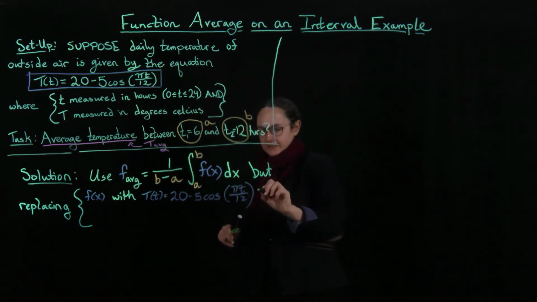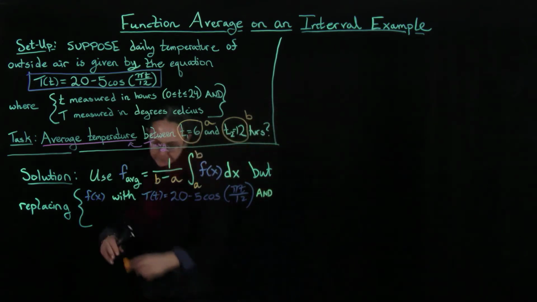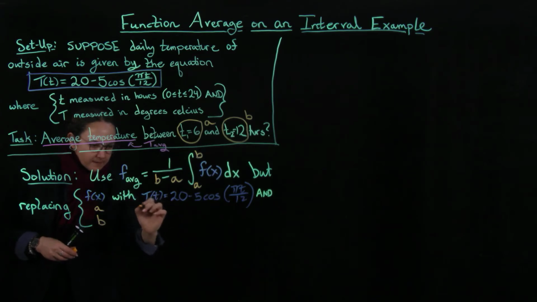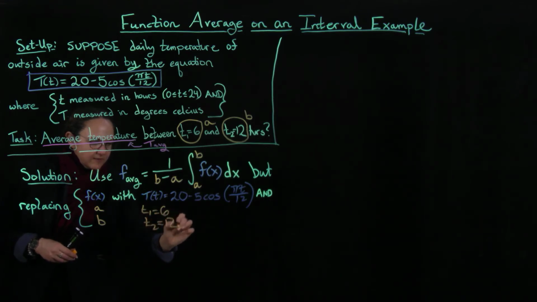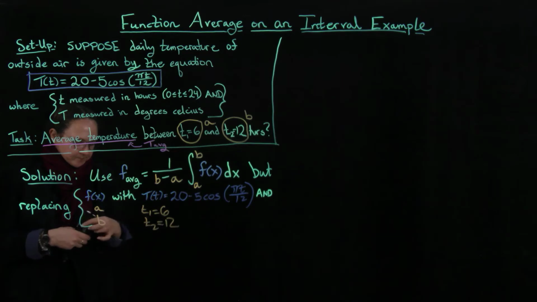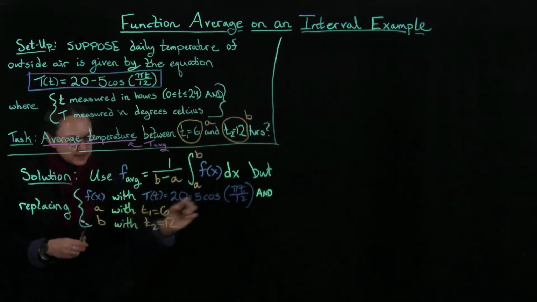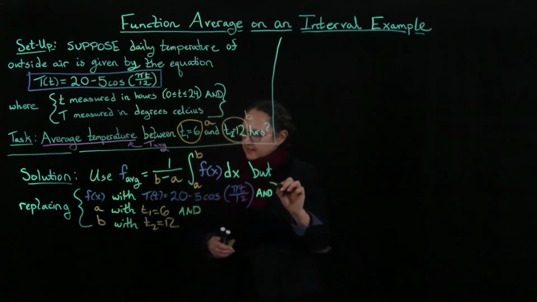We also need to replace my a and my b. I'm leaving room so that I reduce the number of times I open and shut my pen. So t1 equals 6, and t2 equals 12, the start time and the end time. I replace a with t1 equals 6, and b with t2 equals 12. So these are all of the things that I'm replacing.